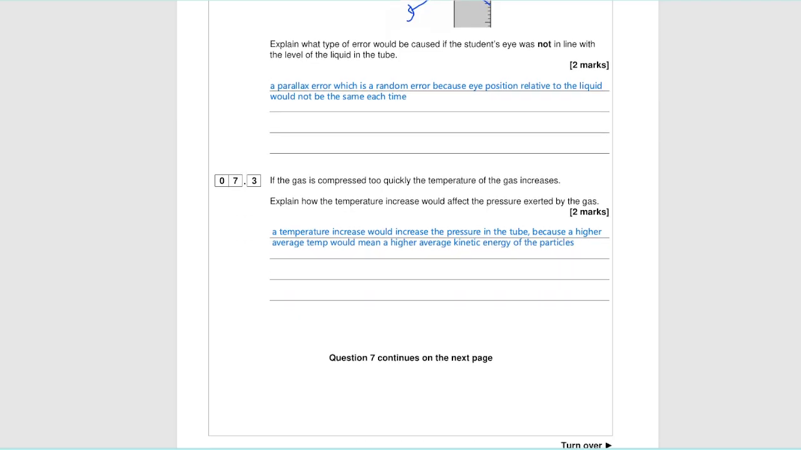Now for 7.3, if the gas is compressed too quickly, the temperature of the gas increases. Explain how the temperature increase would affect the pressure exerted by the gas. The temperature increase would increase the pressure in the tube, because a higher average temperature would mean a higher average kinetic energy of the particles, because temperature is just a measurement of how much kinetic energy a particle has.